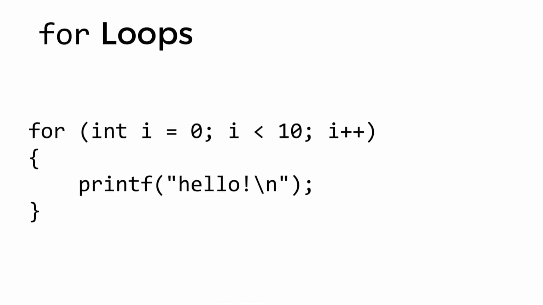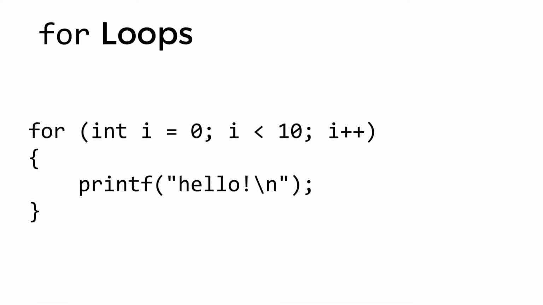So the first time the loop runs, i is equal to 0. The second time, i is equal to 1, so on and so forth, until i is equal to 10, at which point the condition fails, because 10 is not less than 10, and so we exit our for loop. So this code will print hello 10 times.